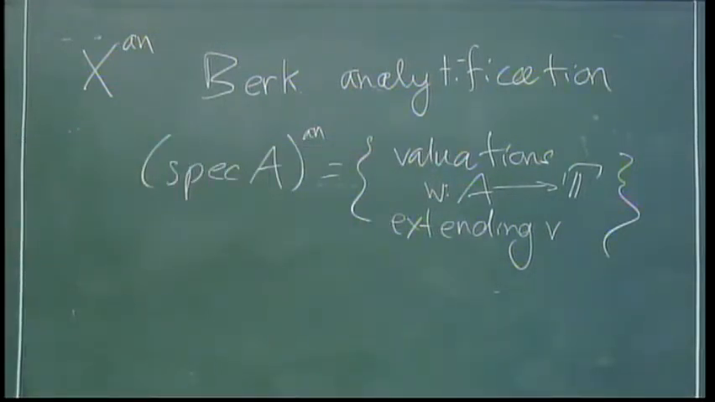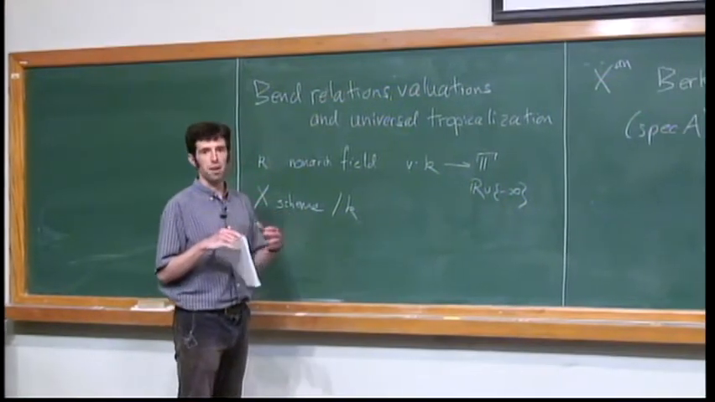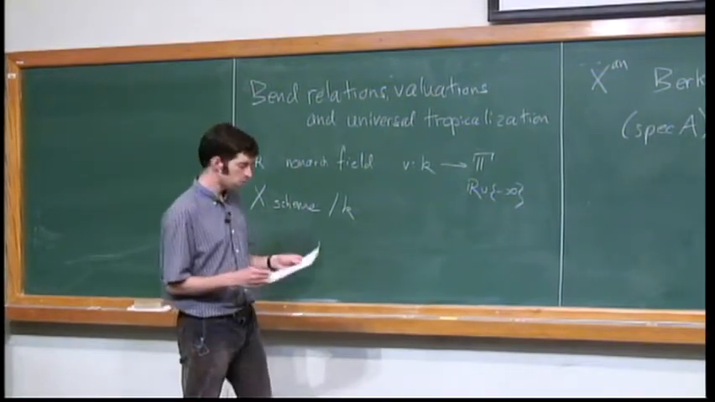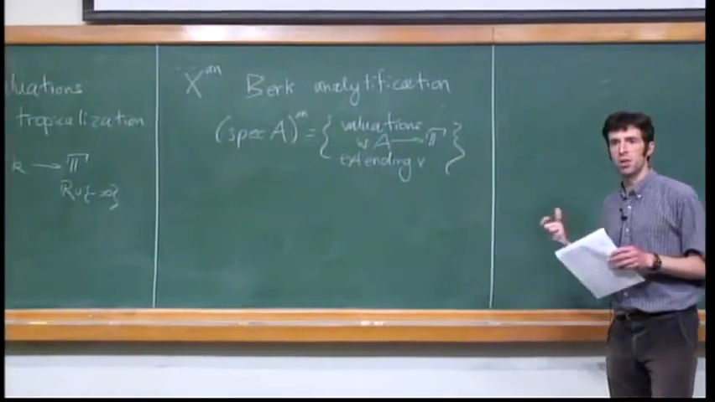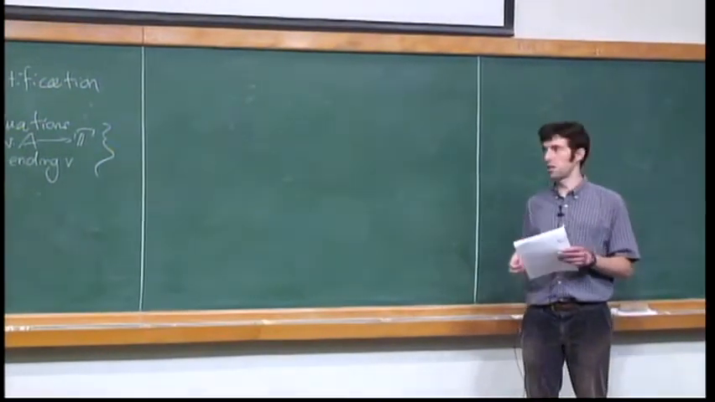And if X is not affine, then you can glue these affine patches together in a fairly easy way. I'm going to pretty much stick to the affine case all the way through this talk, because the gluing is not really essential to this story. It's easy to globalize everything I say. Okay, so the Berkovich analytification is something intrinsic. Given X, you've got an analytification, and it doesn't depend on any choices.